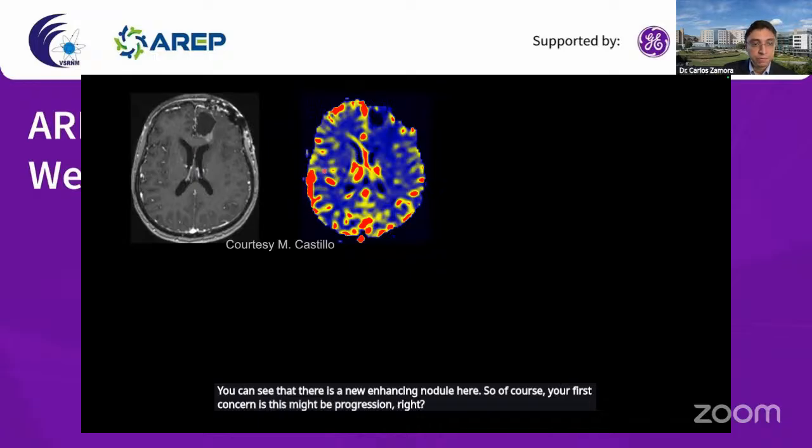But then you do a perfusion map. This is a blood volume perfusion. There's nothing there. There's no increased perfusion.